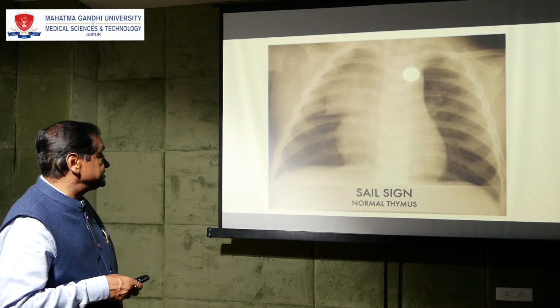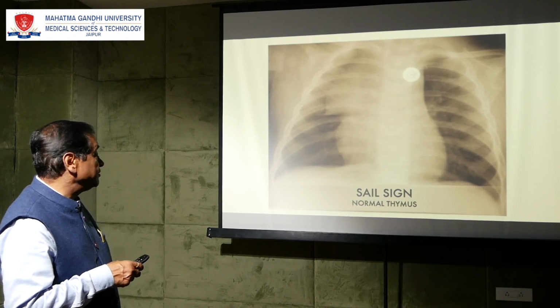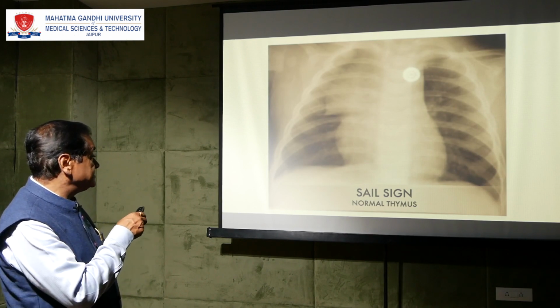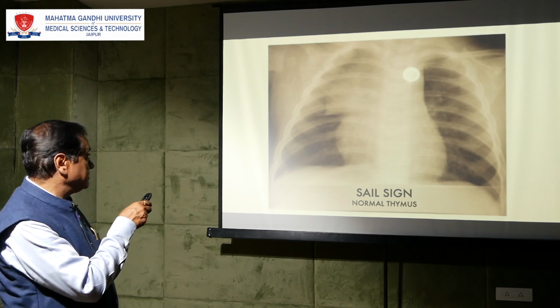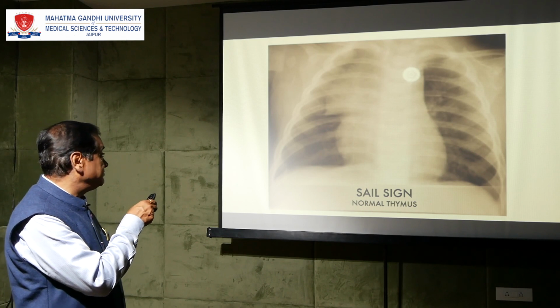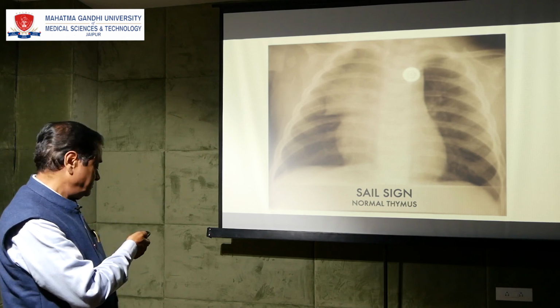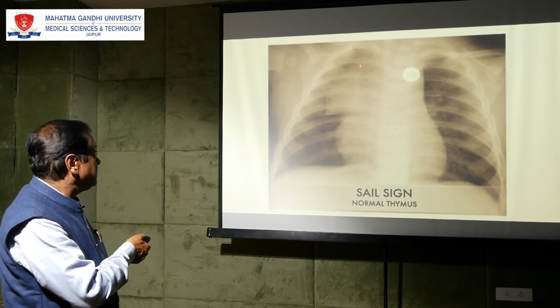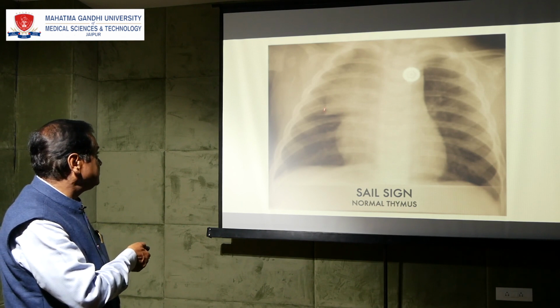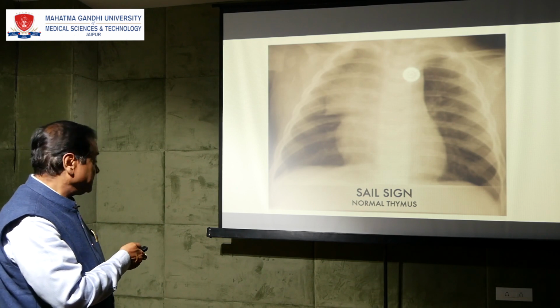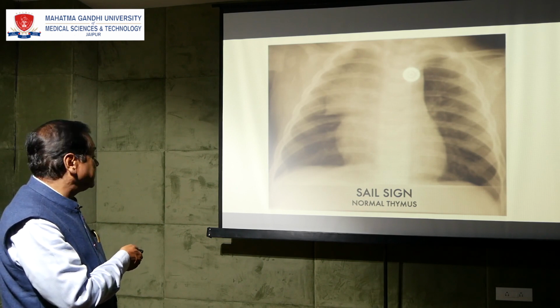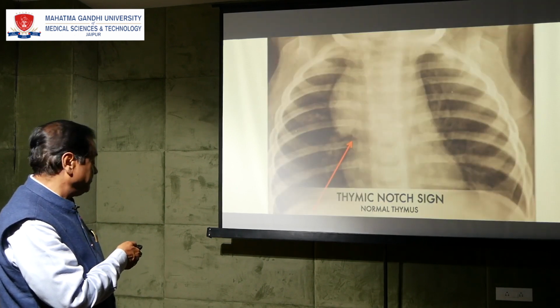Now you see, this is the X-ray chest where on the right side there is the sail sign. This is the soft tissue structure which has a very regular border. You see the sail sign, very regular border, and this is the heart. So this is the sail sign, and it is normally seen in a normal infant.